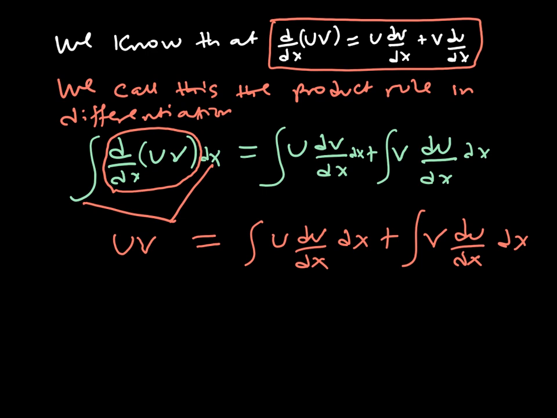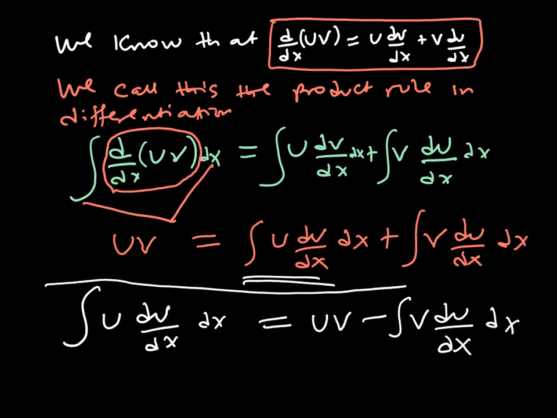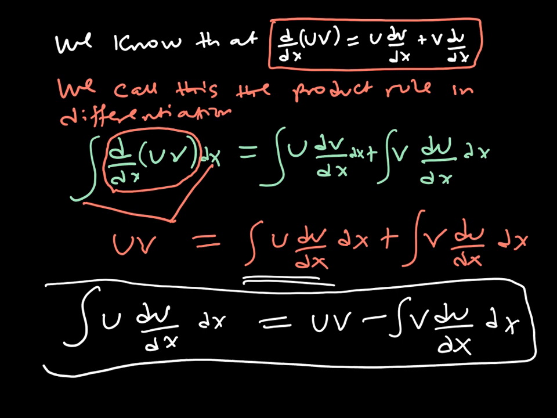So what we do, we make this the subject. The integral of u dv by dx with respect to x will be equal to uv minus the integral of v du by dx with respect to x. Dear friends, this is the formula that we shall use to integrate a product of two functions. One function is going to be u, and the other function is going to be dv by dx. So we integrate a product by use of this formula. Let's see how we go about this.